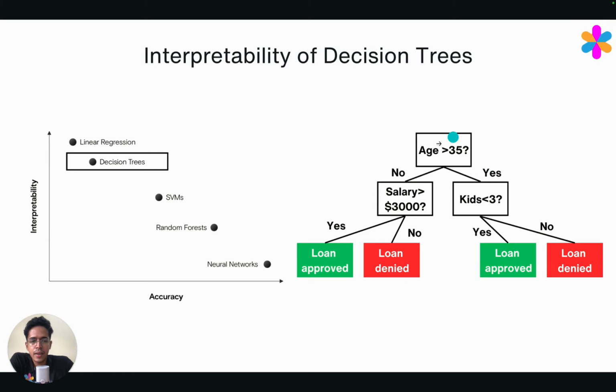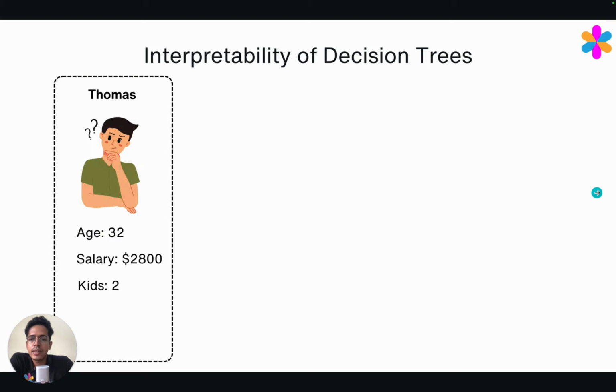But here you are directly able to look at the conditions which are leading to these classifications. Now let's look at a person named Thomas. Thomas is age 32, his salary is $2,800, and he has 2 kids. And if we run this data point, and let's say the data point of Thomas was not there in the process of optimizing the parameters in the decision tree, then let's say that he was denied the loan. So this is the decision made by the decision tree, right? The decision tree decided that Thomas should be denied the loan.